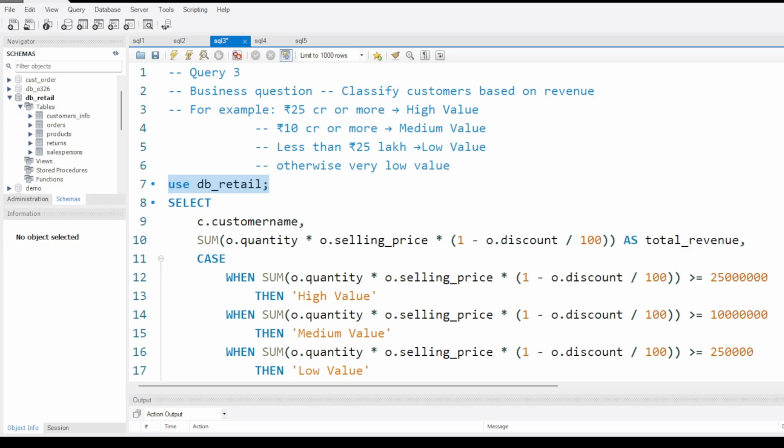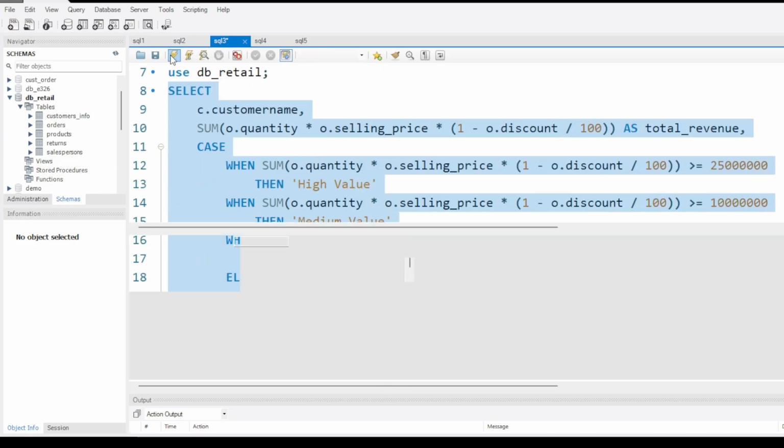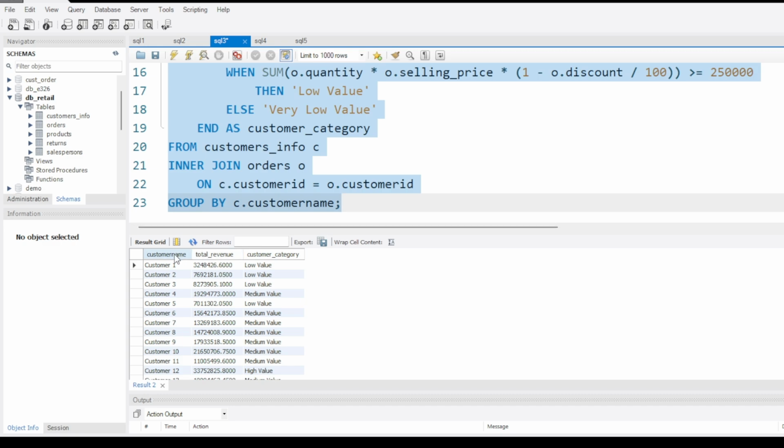Case statements are very important for a data analyst because SQL is not only about retrieving data, we also use SQL to create meaningful business categories. So let's run this query. You can see customer name, total revenue, and customer categories are divided into high, medium, and low categories.